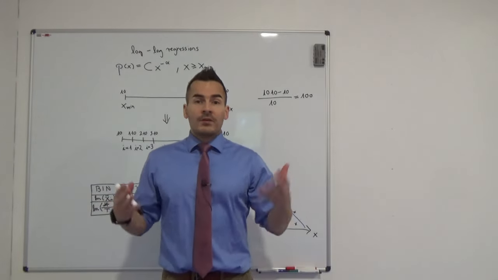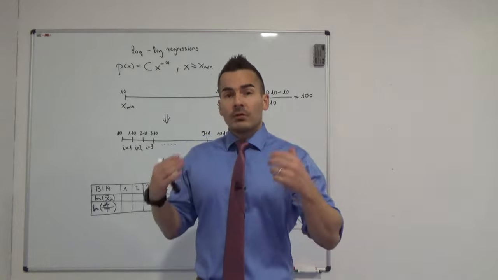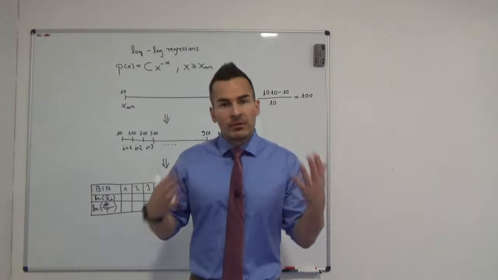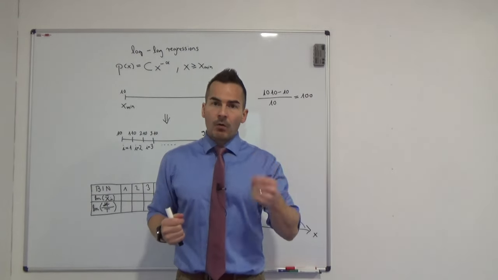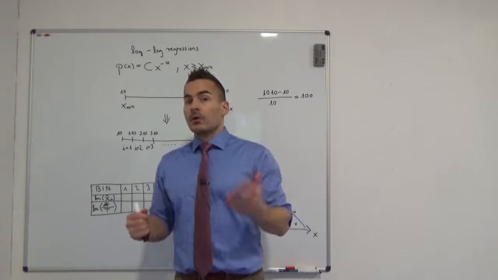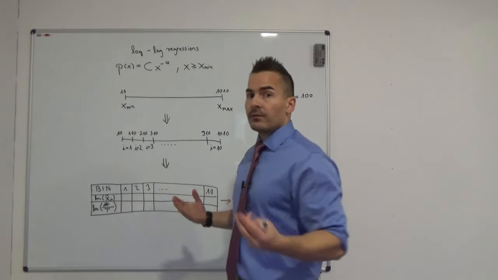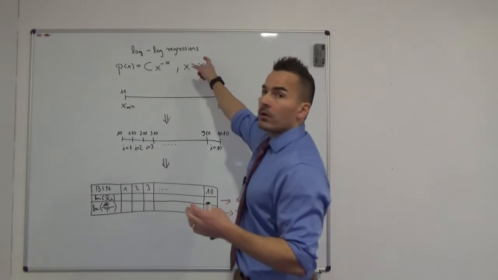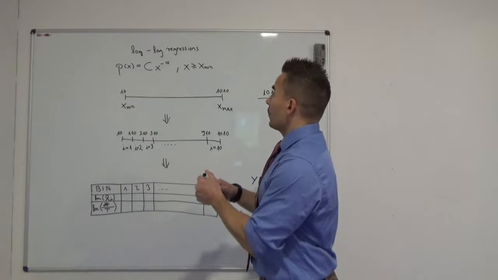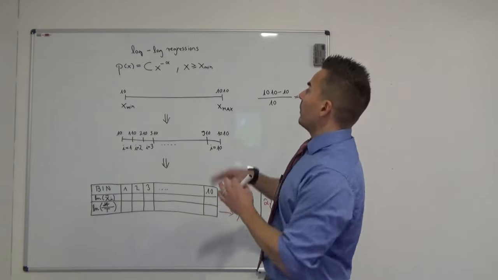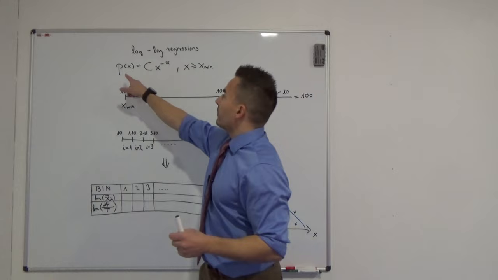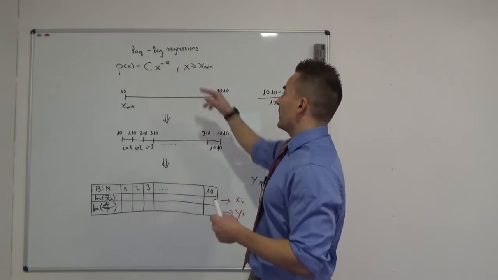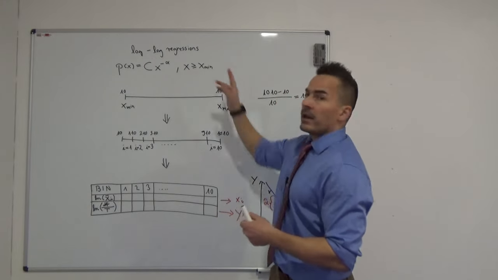So the problem is that the data is not always well behaved, and the question arises, is there a more analytical approach to estimate the power law exponent alpha? And the answer to this question is yes, of course. What people traditionally use are so-called log-log regressions. So what does that mean? We know the power law function, again, p(x) is equal to capital C times x to the power of minus alpha, provided x is equal to or larger than x minimum.